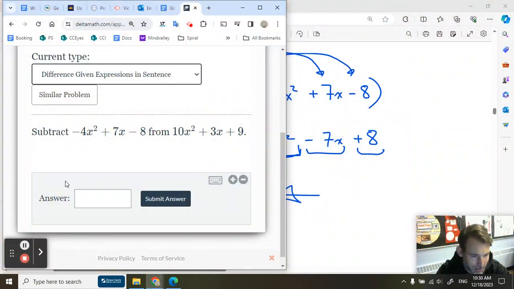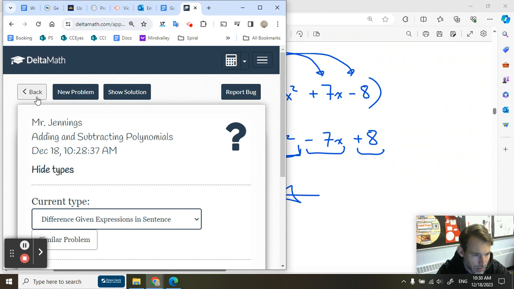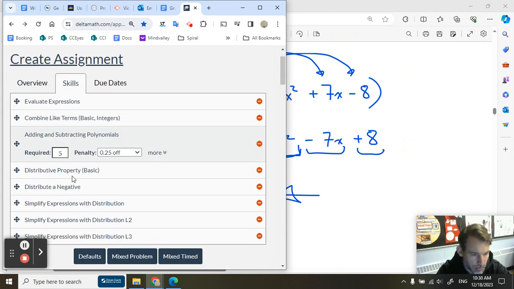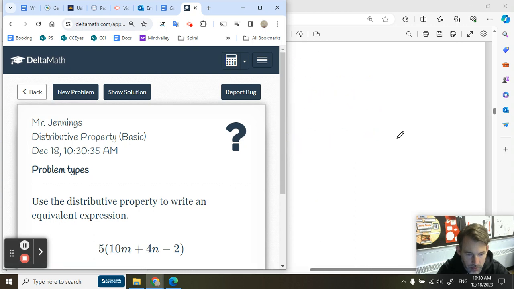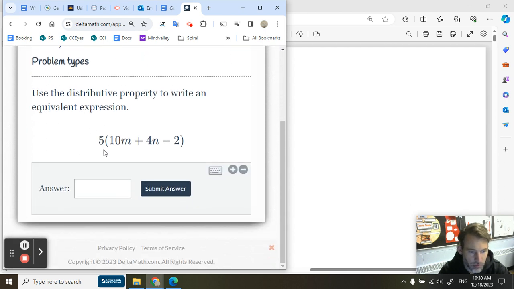So our next topic is the distributive property. So let's take a look. I think I've got some space over here on my pages. Yeah, good. I'll work over there. So distributive property. Use the distributive property to write an equivalent expression. Here's how I want you to think about the distributive property.